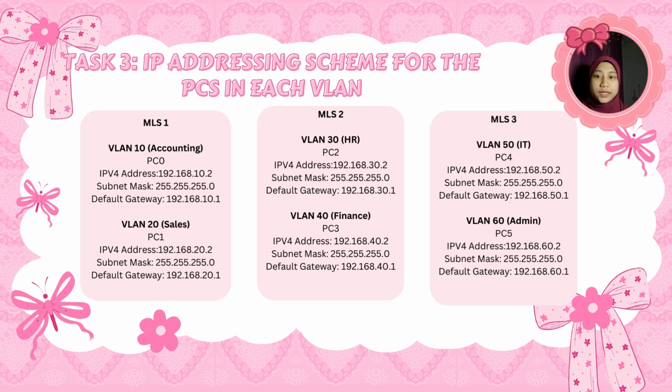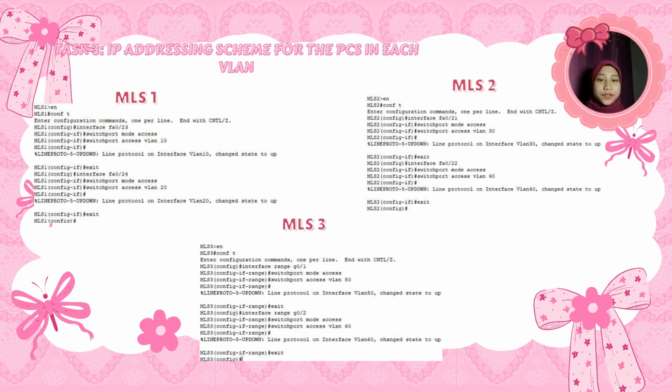And the last one is VLAN 16. The IPv4 address is 192.168.16.2. The subnet mask is 255.255.255.0 and the default gateway is 192.168.16.1. Okay, after you get the IPv4 address, subnet mask and default gateway, you can configure all of this for MLS1, MLS2 and MLS3.